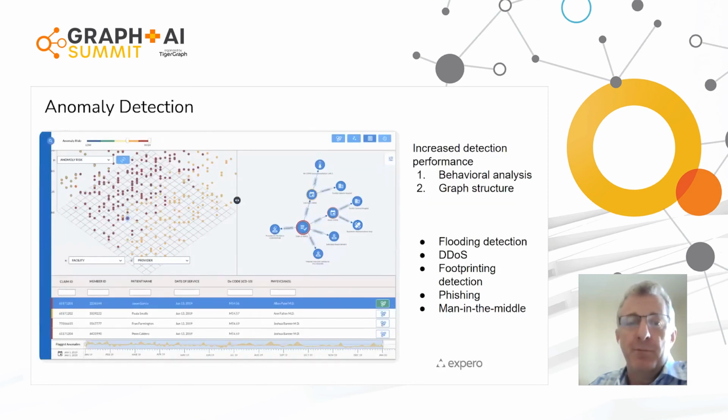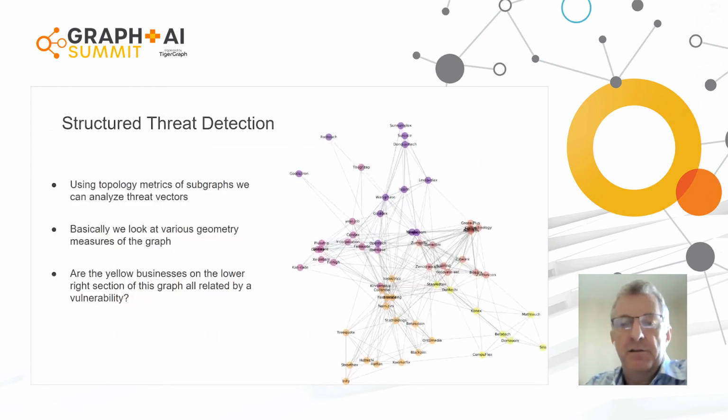Then when I look at anomalies, were they indeed anomalies? Were they connected? Was this more going on? Was this something like footprint detection or phishing or man in the middle? Now what I can start to do is really break these things down, create transparency on how do I start to build or create these connections.